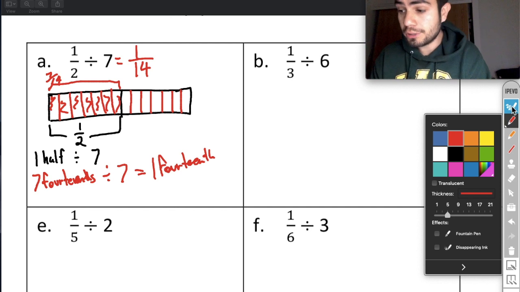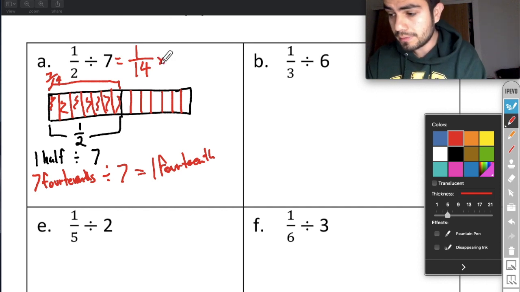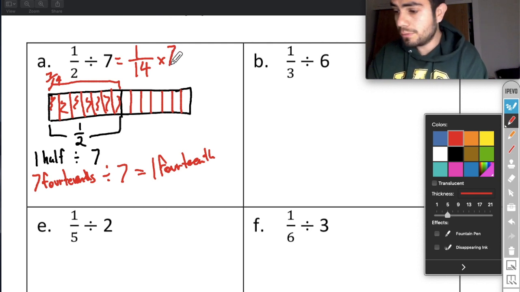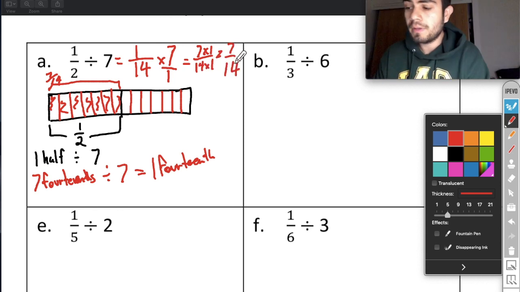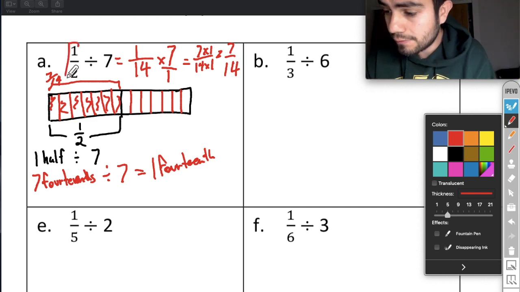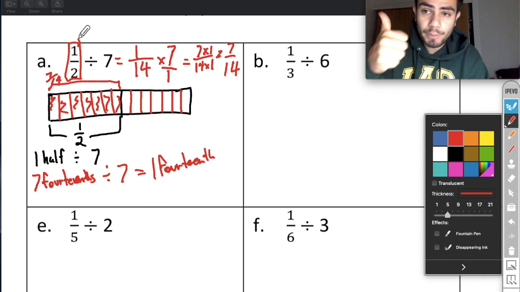So we're simply going to check it. Now the way you check it by multiplying is you simply took what your answer was here, so 1/14, and you are going to multiply it by the amount of groups that you were dividing by, in this case 7. So 1/14 times 7, okay, is going to be, when we rewrite it as a fraction, 7 times 1 over 14 times 1, which is the same as 7/14. Okay, now when you reduce that fraction, it should give you 1/2. So that means that we got it right.